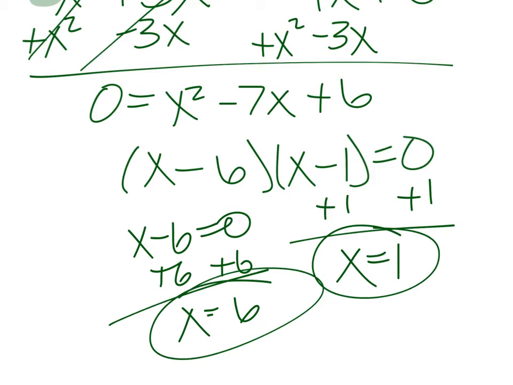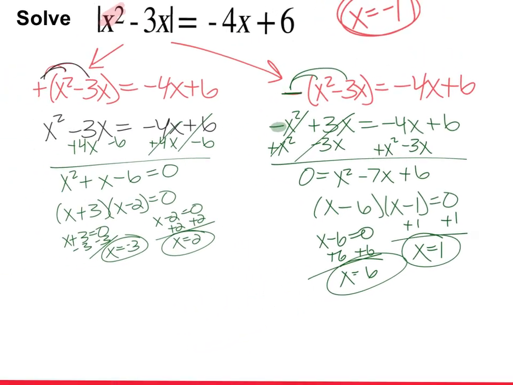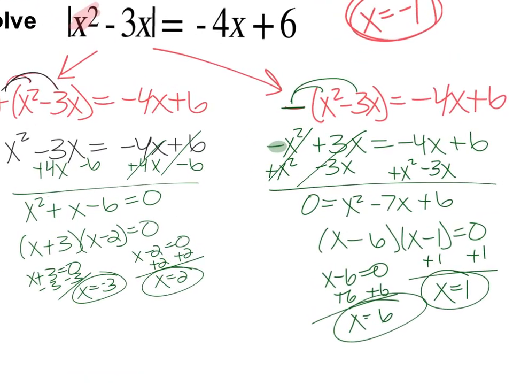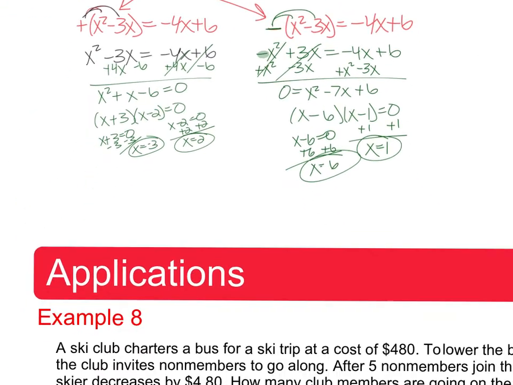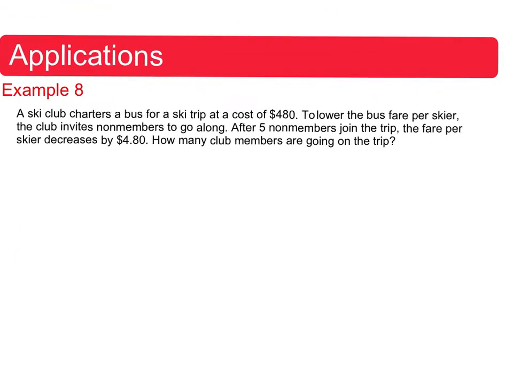So we have a total of 4 answers because we have a squared, but that squared could have been positive or negative. So that doubles the number of answers that we could have. So there's a square root example. And let's end with a quick application.